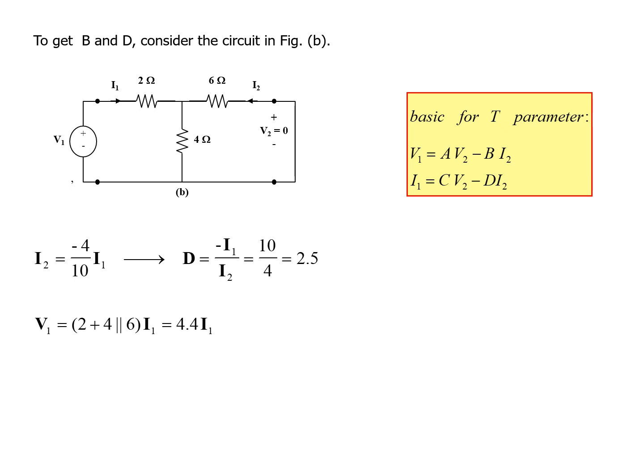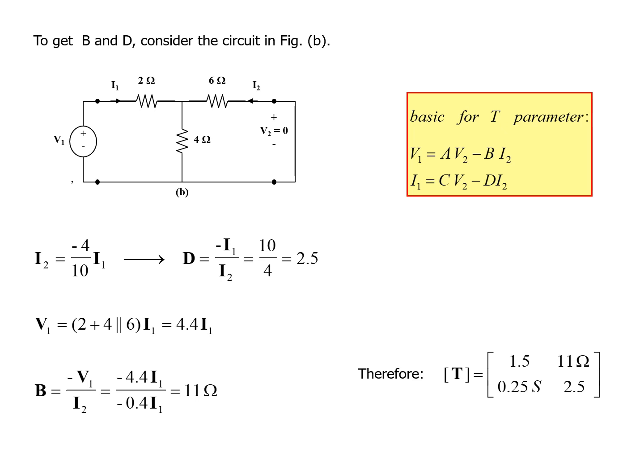Right. So for V1, we know that it is impedance 2 in series with 4 and 6, which gives us 4.4 times I1. And for B, it is simply minus V1 over I2. So minus V1 is minus 4.4 I1, and I2 is minus 0.4 I1, and that will make B become 11 ohms. So in the end, we have the transmission parameters as 1.5, 11 ohms, 0.25 Siemens, and 2.5.